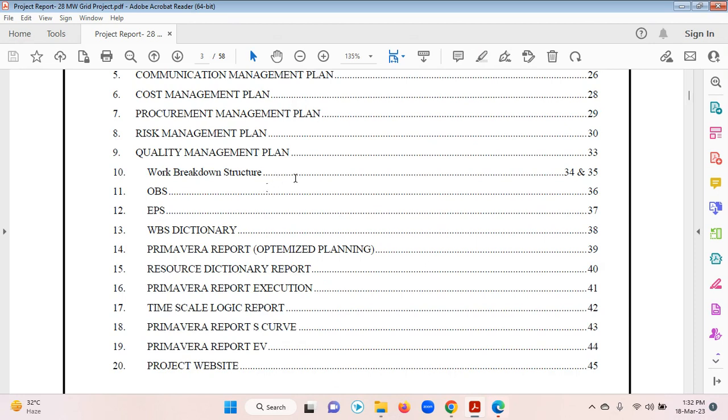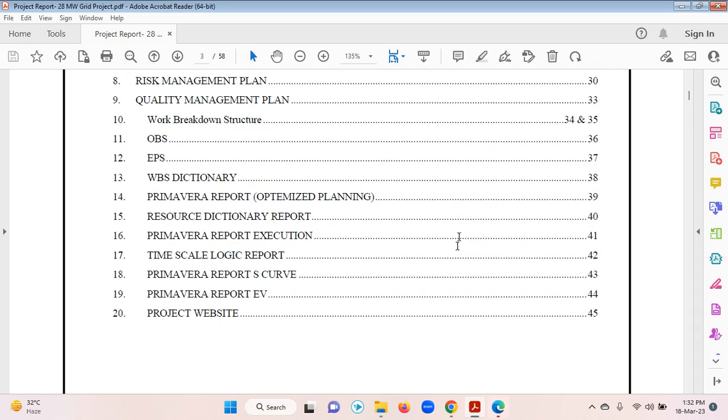Then comes the work breakdown structure, the OBS, the responsible manager, and the EPS, the enterprise project structure. I have explained these three things in greater detail in my previous lecture. Just go and check it, and you will have the concepts clear.